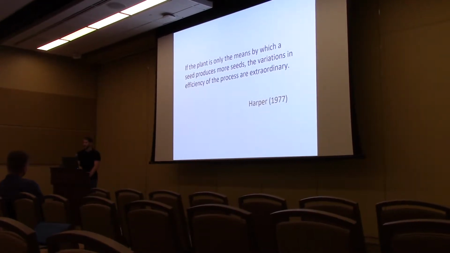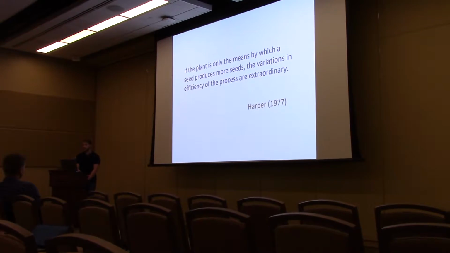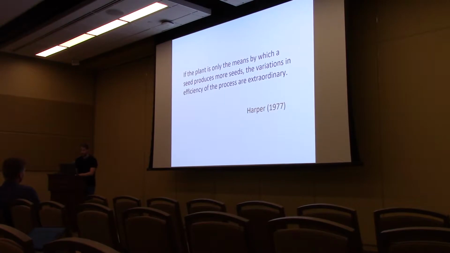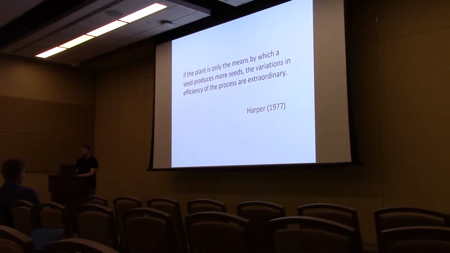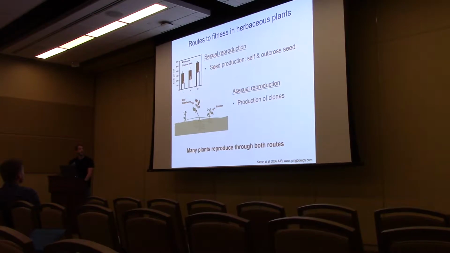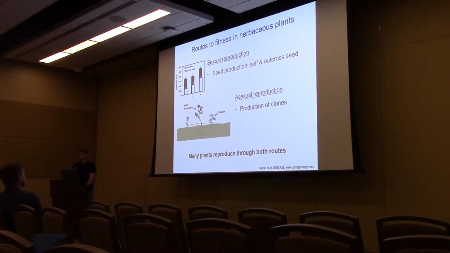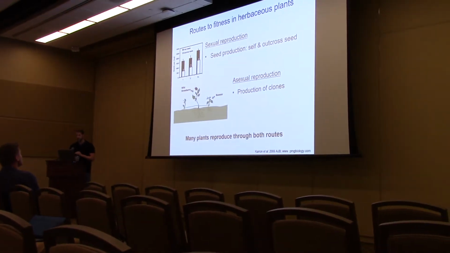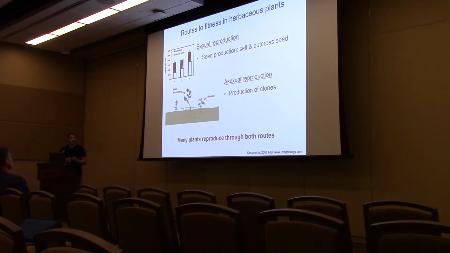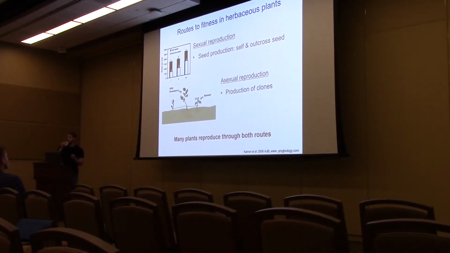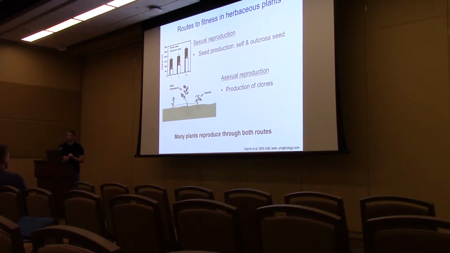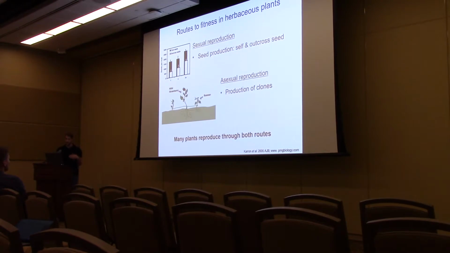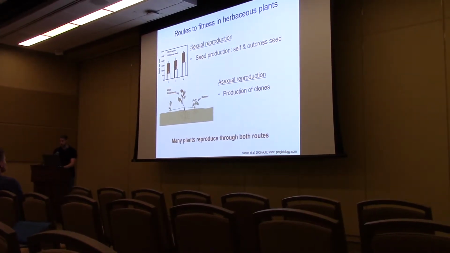Some of these fitness components are a little bit more straightforward to measure, things like overwinter survival, survival to reproduction, and other aspects are a little bit trickier. Specifically, I'm going to talk about two aspects of fecundity selection, or fecundity fitness. The first being sexual reproduction, or the number of seeds produced either through selfing or outcrossing events, and also asexual reproduction, or the production of genetically identical clones. And many plants reproduce through both of these routes.